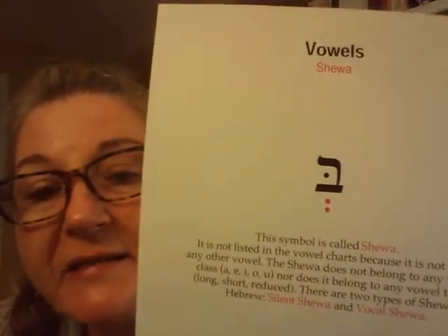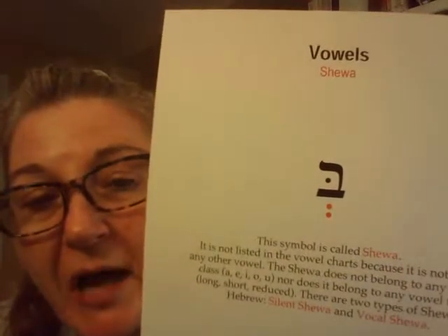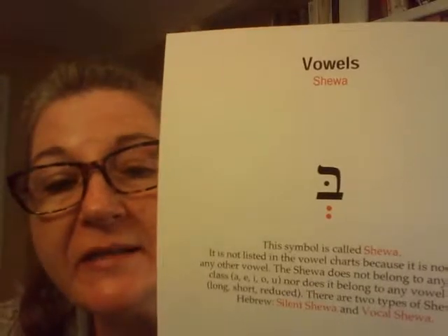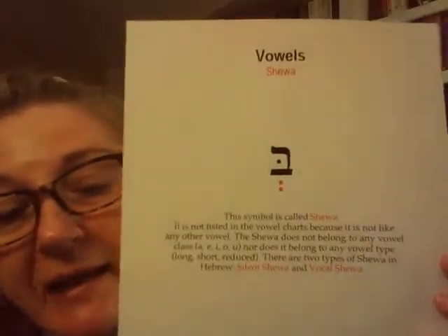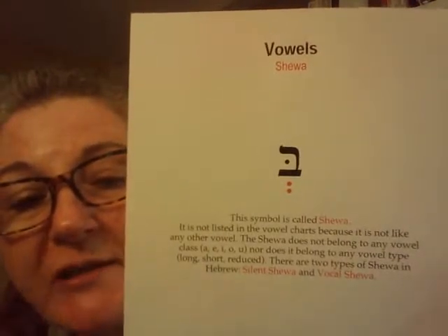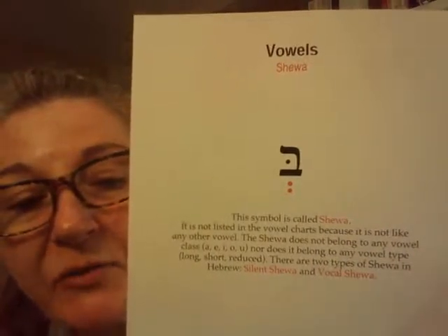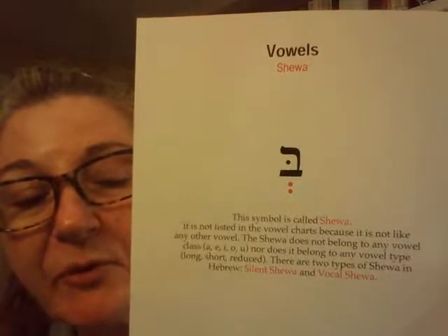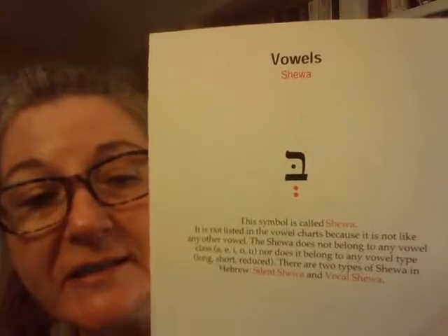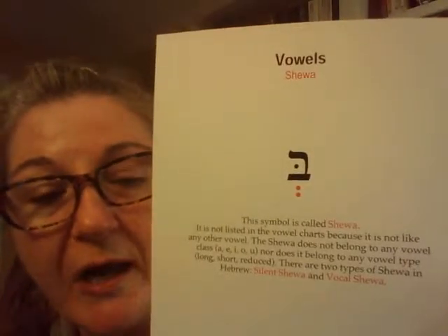Now here we have the schwa. This symbol, it's just two dots beneath the letter. The symbol is called a schwa. It's not listed in the vowel charts because it's not like any other vowel. The schwa does not belong to any vowel class, nor does it belong to any vowel type. There are two types of schwa in Hebrew, the silent schwa and the vocal schwa. And we'll learn a little bit later how to tell the difference between the silent and the vocal schwa.